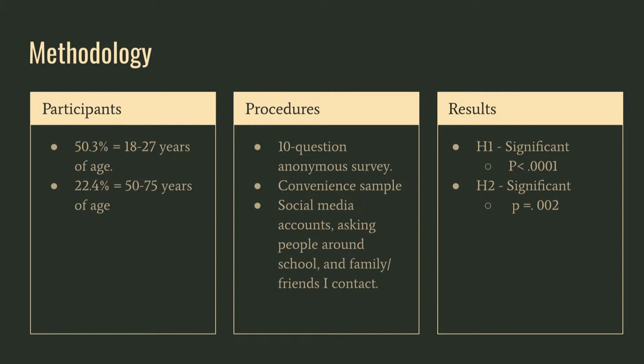And then my hypotheses, I had a significant p-value on both of my hypotheses, with a p-value that is greater than 0.001%. And then my second hypothesis was equal to p equals 0.002%.